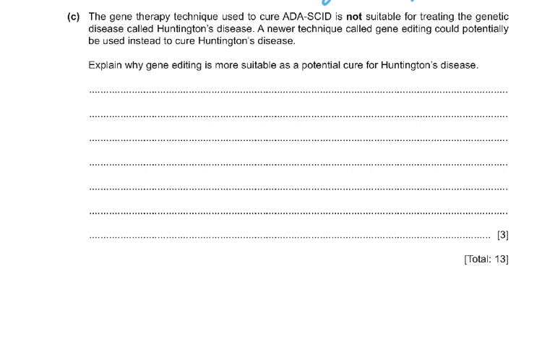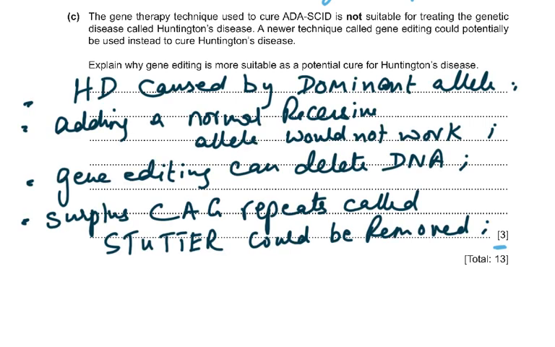So this is what you had to write for these 3 marks. A difficult question for you to think of, but if you knew what HD was, then you could have come up with it. If you just wrote HD is caused by a dominant allele, you could have got a mark for that. If it is a dominant allele, it means H is the disease, or small h is the disease. Now, adding a normal recessive allele would not work. If you added the normal recessive allele, it would not work. People who are normal are this.